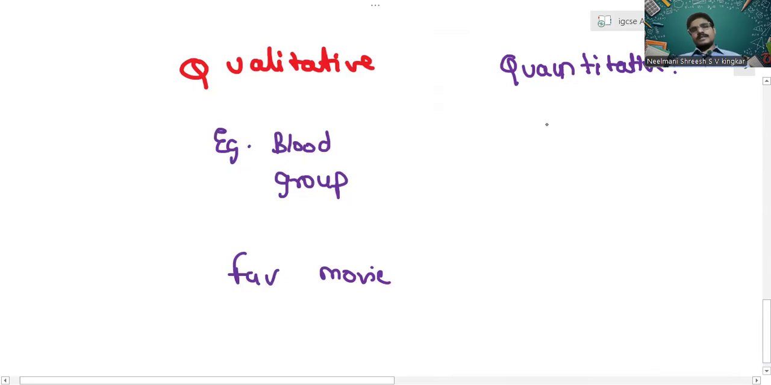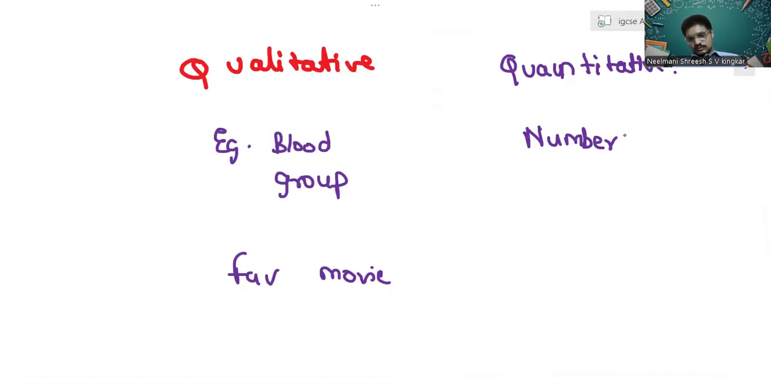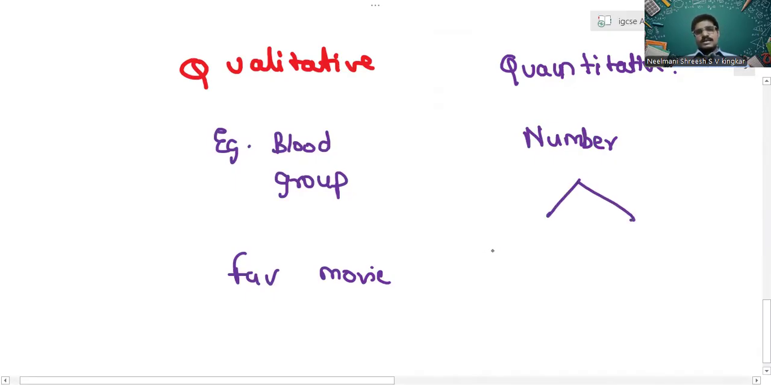Now, what is a quantitative data? Basically, these are data which are represented by numbers. It can be a large variety of data, but these data are represented by a numerical value. Now, the numerical values can have two different sections. It can either be discrete or it can be continuous. Now, this is the question. What does a discrete value mean?